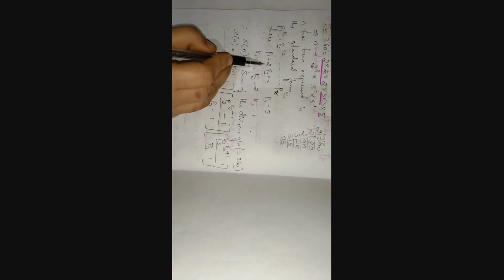What is P1? P1 is 2, so I'm writing 2 here. What is K1? K1 is 3, I have written here. 3 plus 1 is here, and this minus 1 whole divided by, again, P1 which is 2, minus 1. And P2 is what? P2 is 3. K2 is what? 2. So 2 plus 1 minus 1 divided by 3 minus 1. And P3 is what again? P3 is 5. And what is K3? K3 is 1. So 1 plus 1 minus 1. This I have written here. P3 is 5 minus the 1.